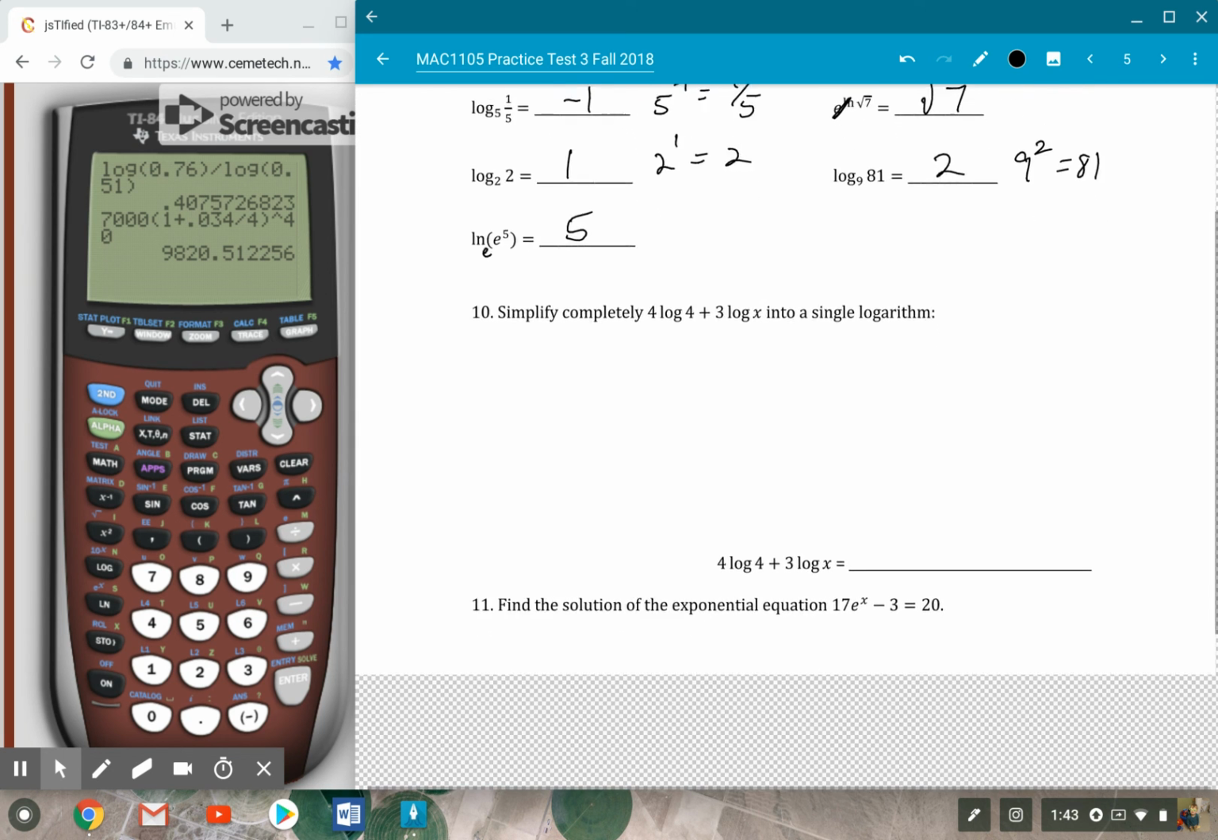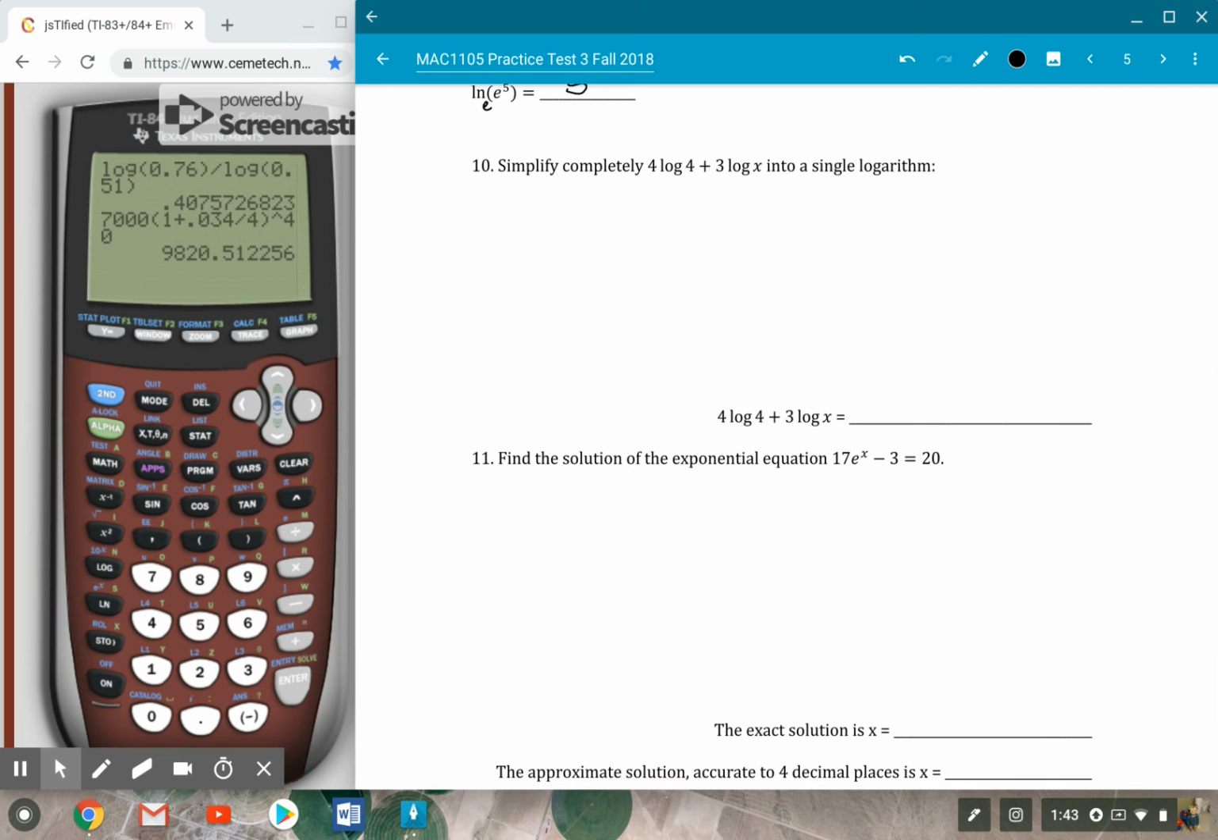On number 10, simplify this completely into a single logarithm. So the opposite direction of what we just did. The first thing I'll do is bring this 4 up to my power. So it's log of 4 to the 4th. And I'll bring this 3 up. So it's plus log of x to the 3rd. And then I can combine this into a single log as 4 to the 4th times x to the 3rd, or 4 to the 4th x to the 3rd.